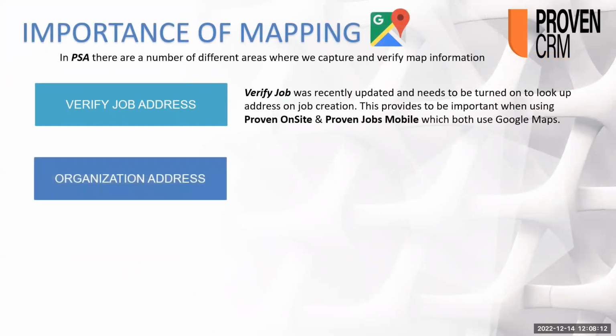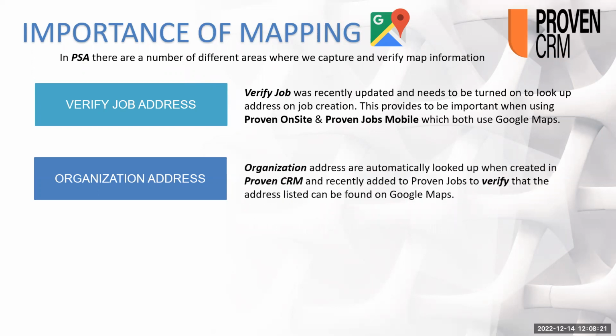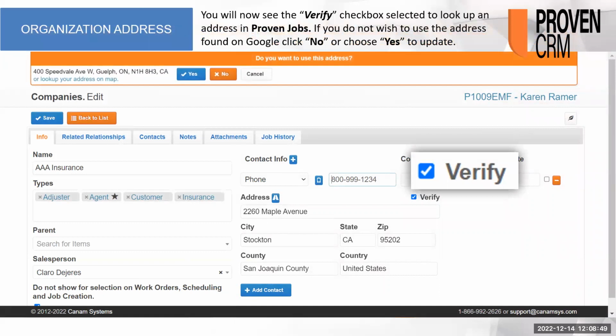Our second area where we have our verification of address is at the organization level or company level. The organization addresses are automatically looked up when we create them in Proven CRM, and they can also now be verified when creating a new company within Proven Jobs. We will see that same verification checkbox in Proven Jobs just above the address field. And again, when we go to save the company record, we will have the opportunity to verify that address. Again, the orange banner at the top confirming the address found, yes, no, or cancel.